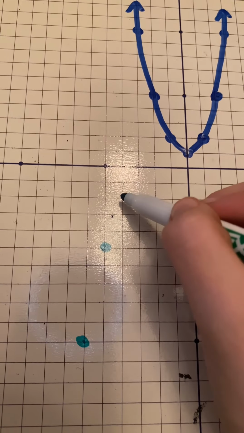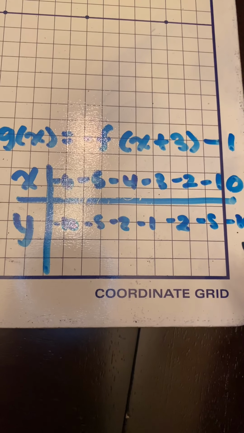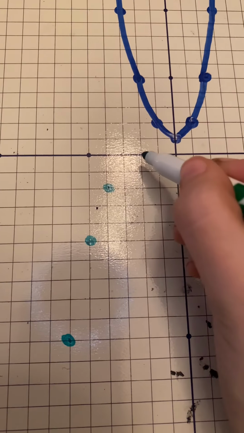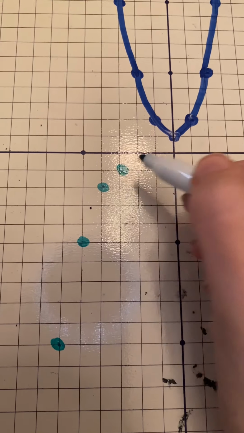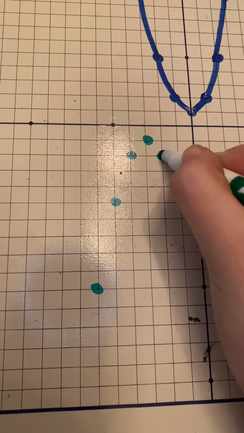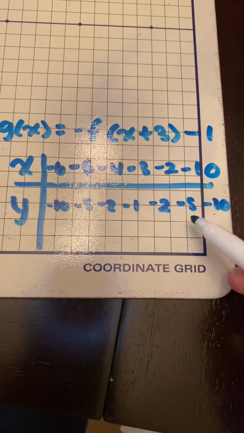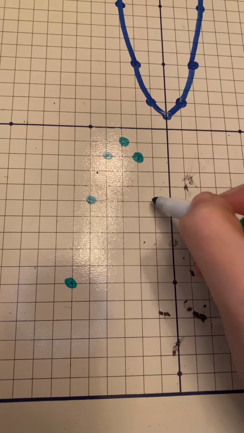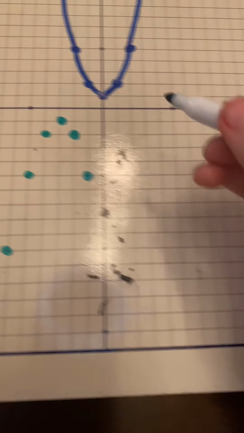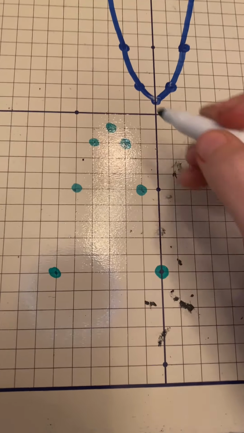So -4, -2. Then when -3 is your x, your y is 1, so -3, 1. And then when -2 is your x, your y is also -2. So -2, -2. When -1 is your x, -5 is your y. So -1, -5. And when x equals 0, y equals -10. We go from 0 all the way down over here. So we can do the graph.